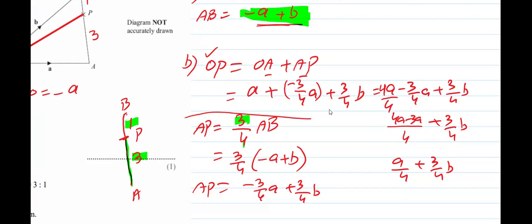Yes, now ask how we got 4a over 4. Because it was like this one: a over 4 minus 3a over 4. Sorry, it was just a. It was just this one. It was a over a minus 3 over 4a plus 3 over 4b. It was this one. So I wanted to make the same denominator.